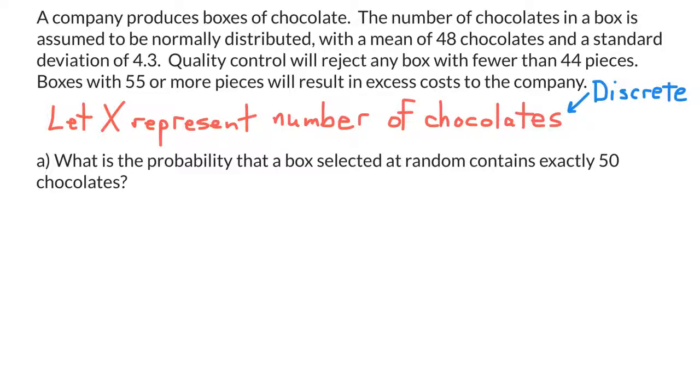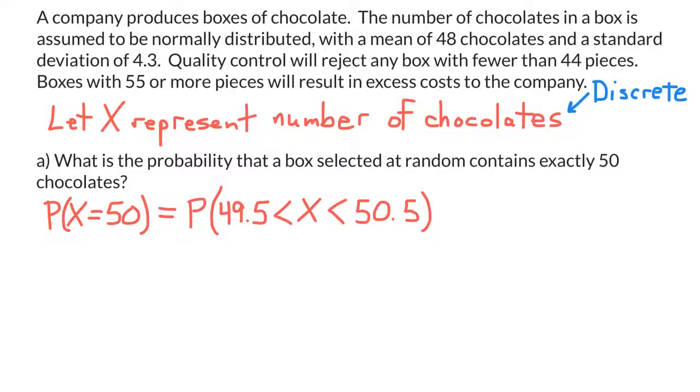So if you're asked what is the probability that a box selected at random contains exactly 50 chocolates, we're going to be tempted to write it like this: the probability that x equals 50. We can't do that because we're trying to use a normal distribution to model discrete data. So we have to change this into a range of values. The best way to do that is to just go 0.5 chocolates on either side. So we're going to change it so that we're looking for the probability that x is between 49.5 and 50.5.